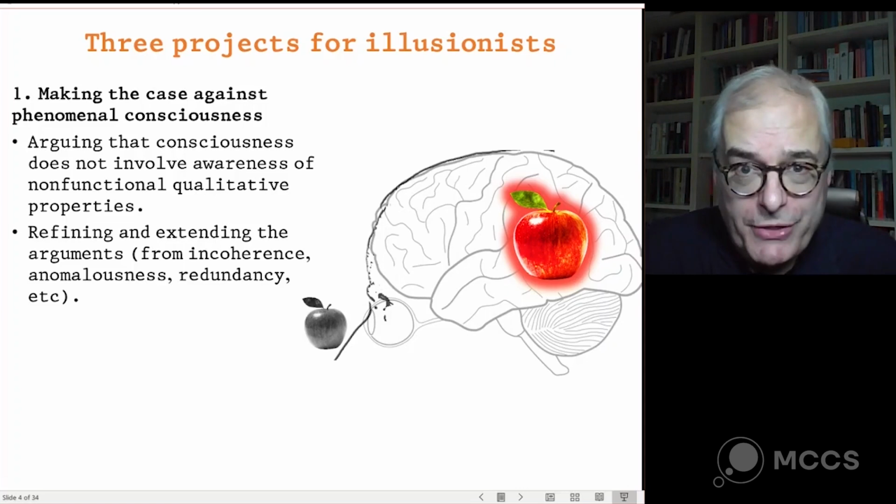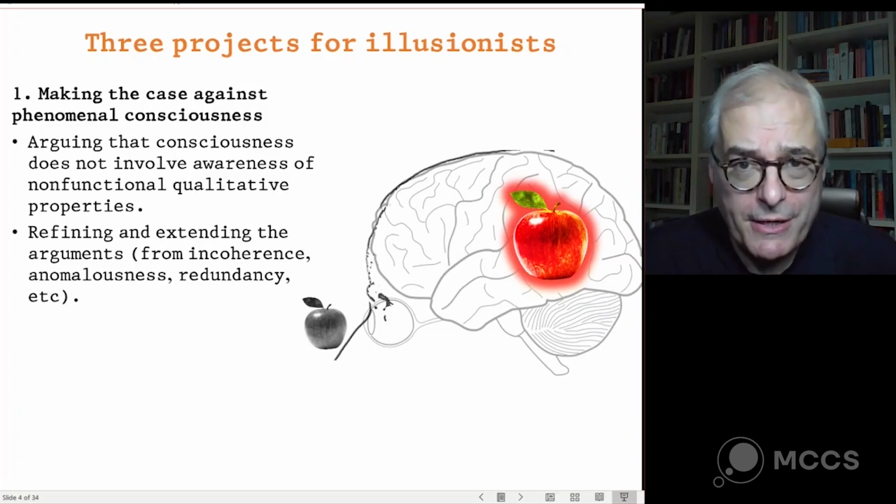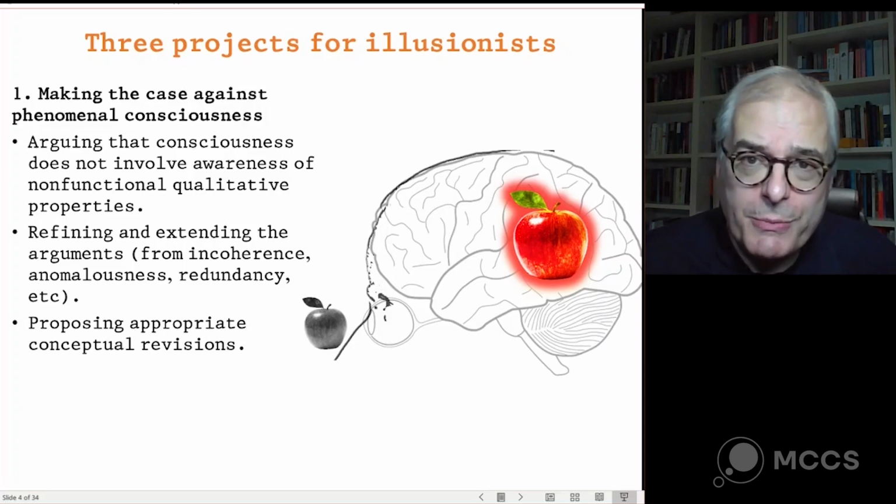Arguments from redundancy, that qualia don't seem to explain anything. We looked at arguments of these kinds. And there's still, I think, a lot of work to be done in developing and refining these arguments, and perhaps adding new ones. And then another element of this negative aspect of the illusionist program is to propose suitable conceptual revisions that are entailed by the illusionist approach.